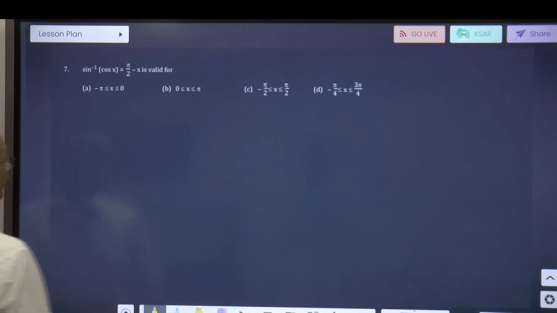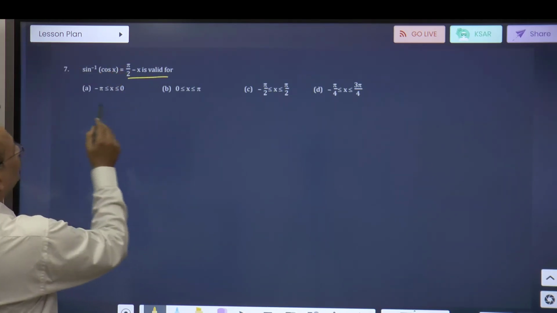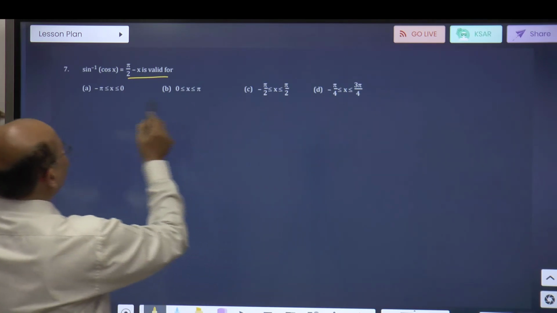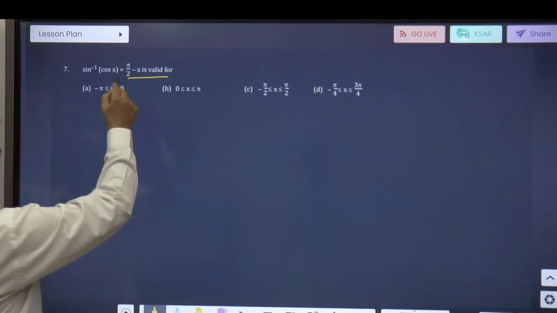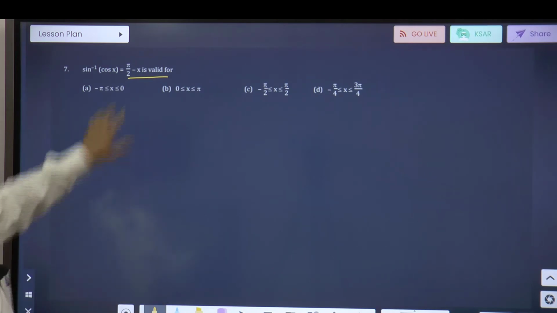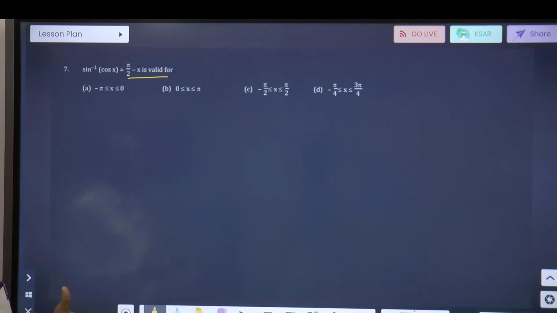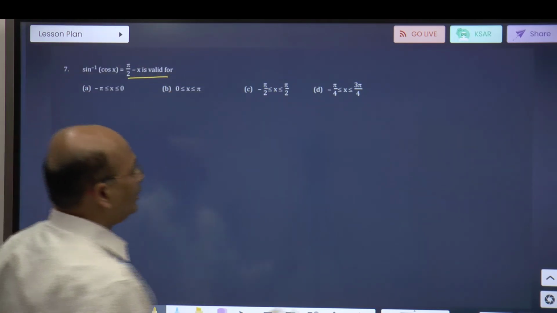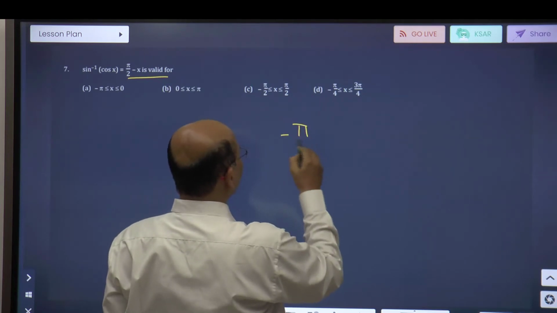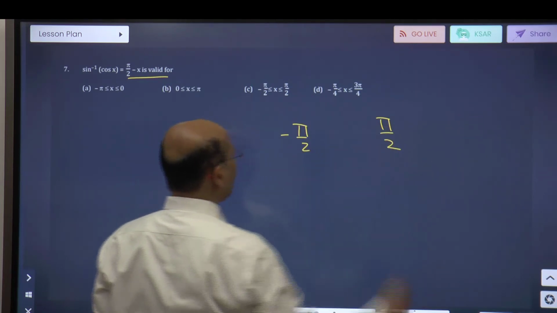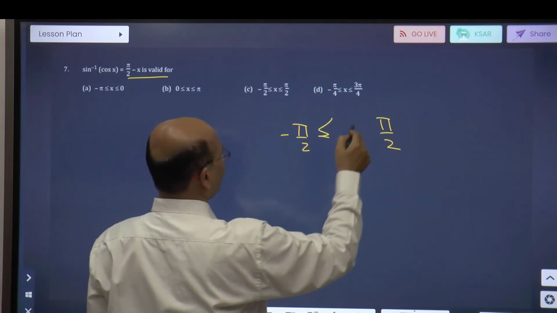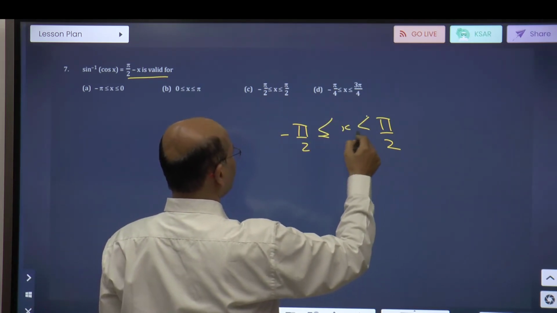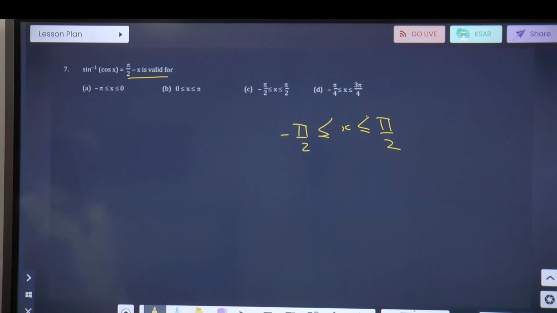sine inverse of cos x equals to, now this is a different question, is valid for. Okay. Now when I say is valid for, if you look at all these particular values, they are asking the x value. Where will the x value stand? Now you have to keep in mind, this is sine inverse of something. So it has to be between minus pi by 2 to pi by 2. Agree or not? The principal value I am talking about. The principal value. Right?